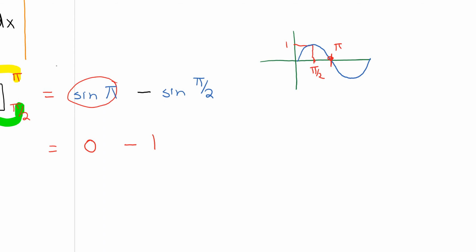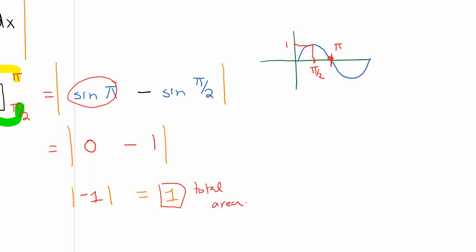Now remember, we're putting the absolute value around this whole thing. So I know that 0 minus 1 is going to be negative 1, and the absolute value of negative 1 is going to be positive 1. So positive 1, this is your total area. Because the concept of total area is we always assume that the area is going to be positive regardless if it's underneath the x-axis or not.